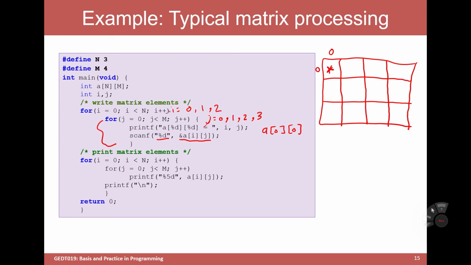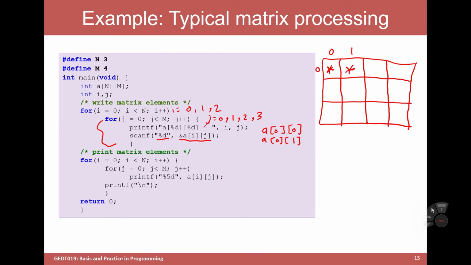The next loop, i is still 0, but j is changing now. j became 1, because j is increasing. So this one will be a[0][1], that means row 0, column 1.